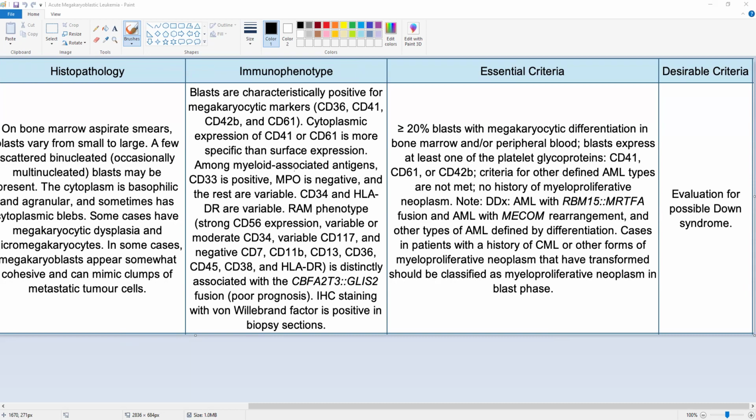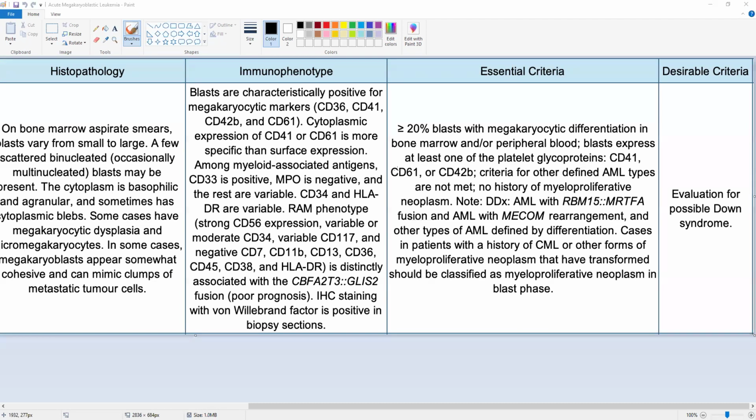This RAM phenotype means strong CD56 expression, variable or moderate CD34 expression, variable CD117 expression, and negative expression of CD7, CD11b, CD13, CD36, CD45, CD38, and HLA-DR. This phenotype is distinctly associated with CBFA2T3 GLIS2 fusion. An acute megakaryoblastic leukemia caused by this fusion has a poor prognosis. Immunohistochemistry staining with von Willebrand factor is positive in biopsy sections.